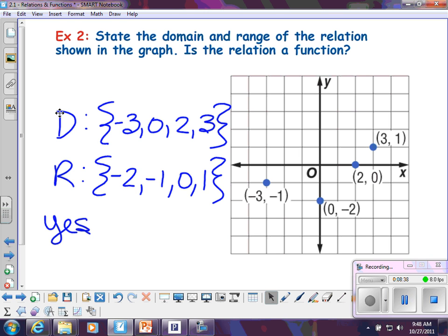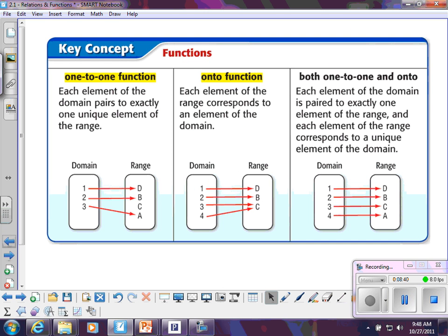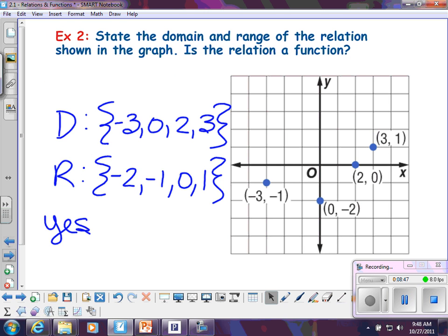Do you remember the example on the last example? All of them are just being paired with one thing, right? So are all these points just being paired with one other y? Yeah, none of them are being repeated, are they?